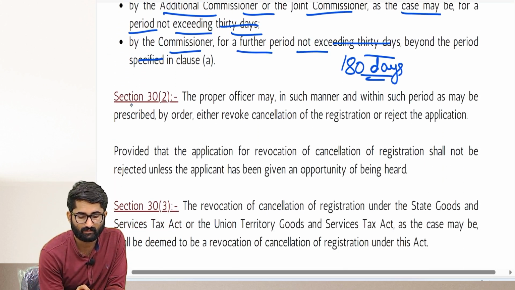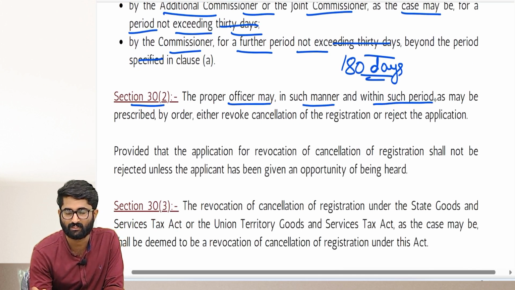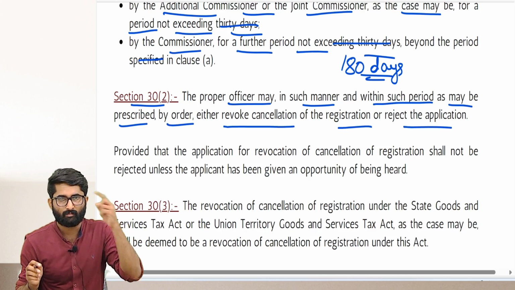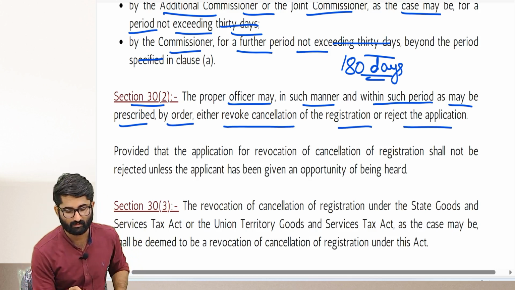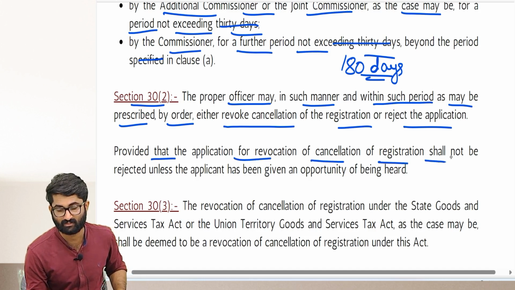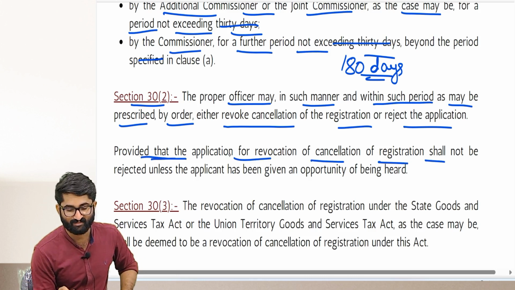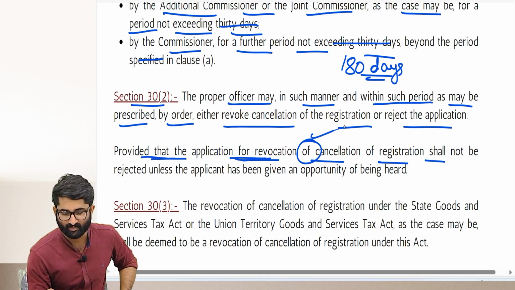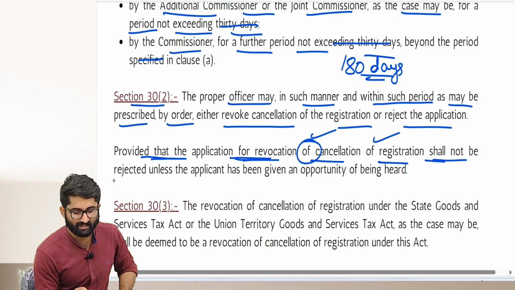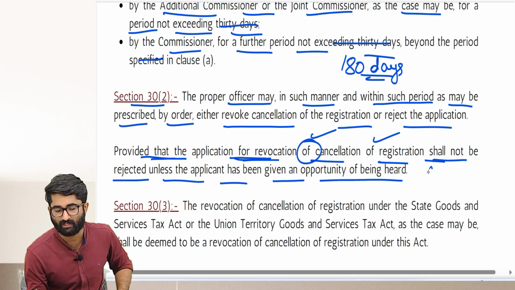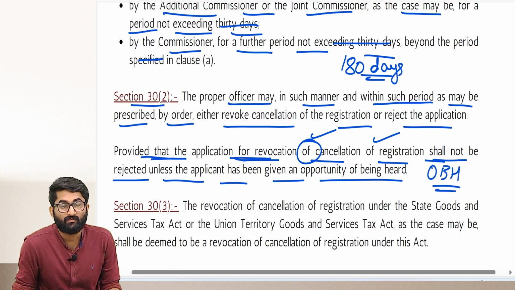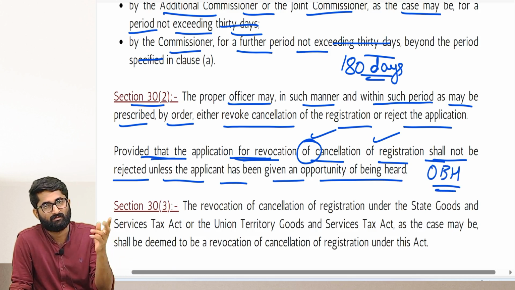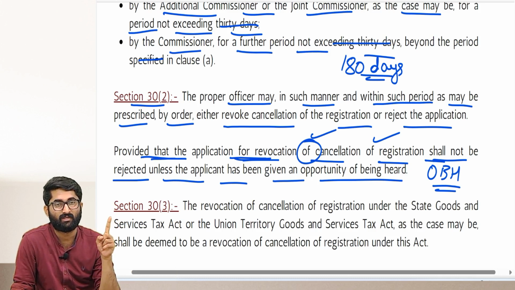Okay, sir. Section 30, subsection 2. The proper officer may, in such manner and within such period as may be prescribed, by order either revoke the cancellation of registration or reject the application. So you have applied, the proper officer may revoke or he might reject the application, provided that the application for revocation of cancellation of registration shall not be rejected unless the applicant has been given an opportunity of being heard. OBH has to be given. If the person is given an opportunity of being heard, only then can the proper officer reject. Otherwise, the proper officer cannot reject the application for revocation.